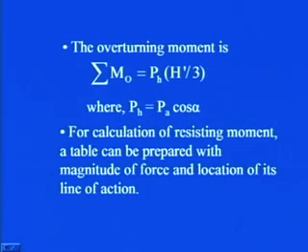Now, since you have seen that there are many forces which are resisting the overturning, we prepare a sort of table which facilitates the calculation and clarity. That table is prepared for the magnitude of each force and the location of its line of action. So, we prepare the whole thing in the form of a table, which makes things easier for us.